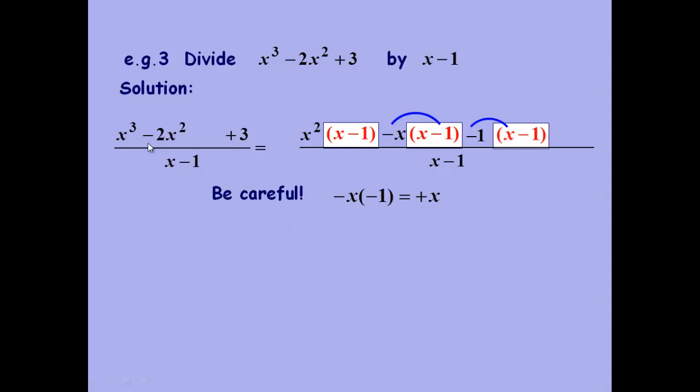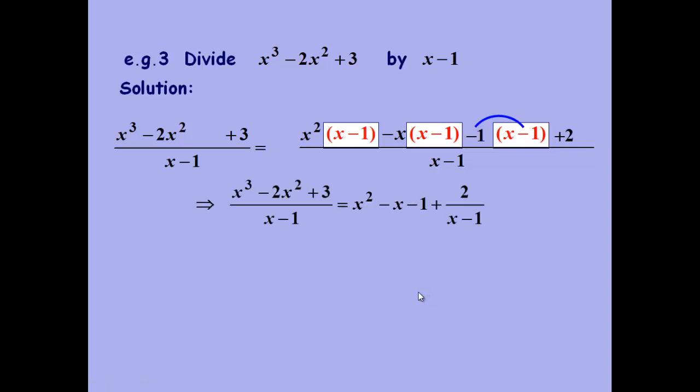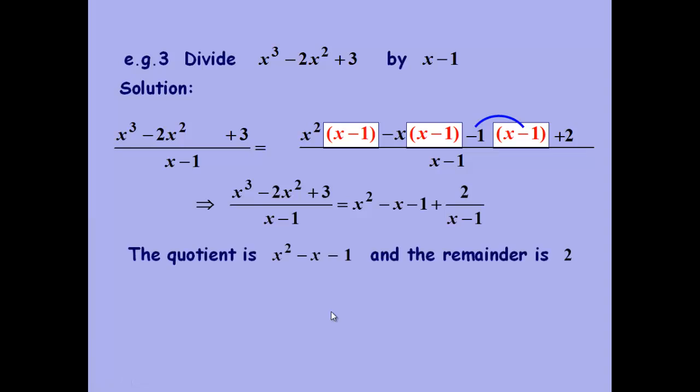We've now got our first three terms correct. We've got plus 3 here though, and plus 1 here. So we need a plus 2 tagged on the end to make everything equal. If we then cancel the x minus 1's, we end up with x squared minus x minus 1, and then the remainder is 2. So we write that as 2 over x minus 1.